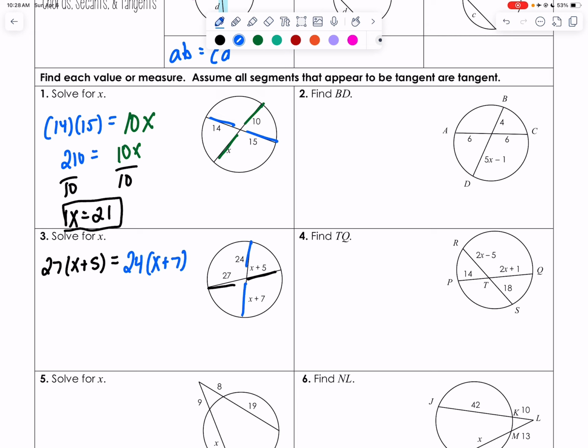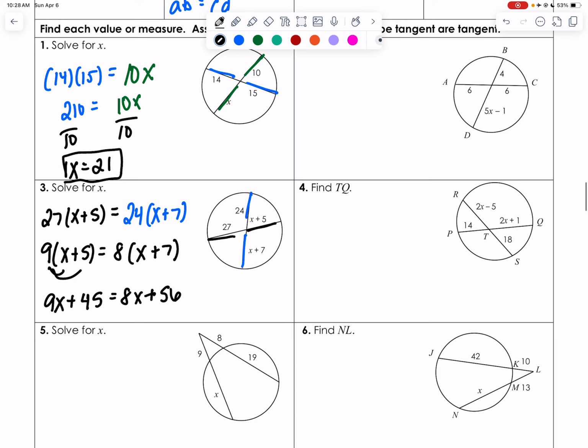Now, as a little trick, please do not distribute the 27 and the 24 over. Instead, divide out and probably simplify after you divide out. Notice how with the 27 and the 24, you have a GCF of 3. So I'm going to have 9, and I'm going to have 8. That way, we are working with smaller numbers, because now I can distribute the 9 with x and the 5. So that gives me 9x plus 45 is equal to 8x plus 56.